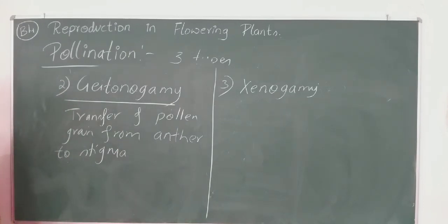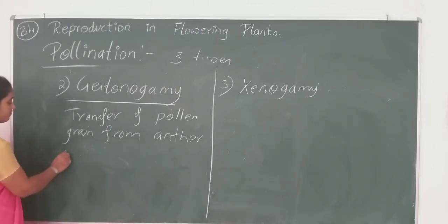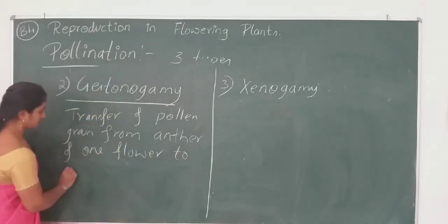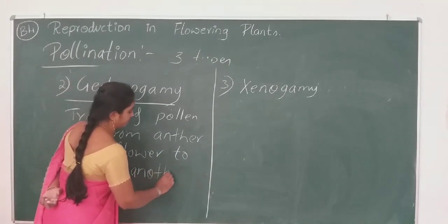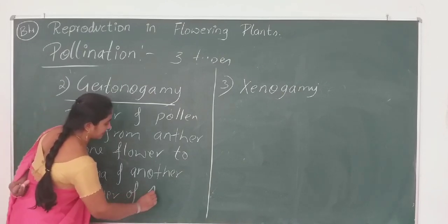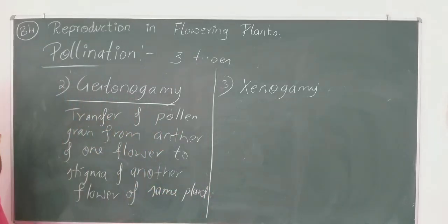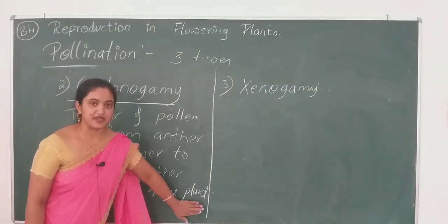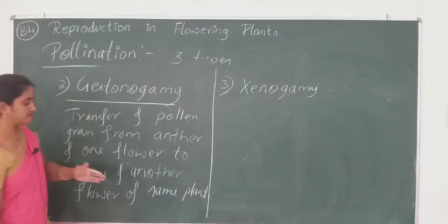transfer from the anther of one flower, you have to mention here, of one flower to the stigma of another flower of the same plant. So this is a little bit different from autogamy, but the plant remains the same. The same plant bears two flowers or a number of flowers.